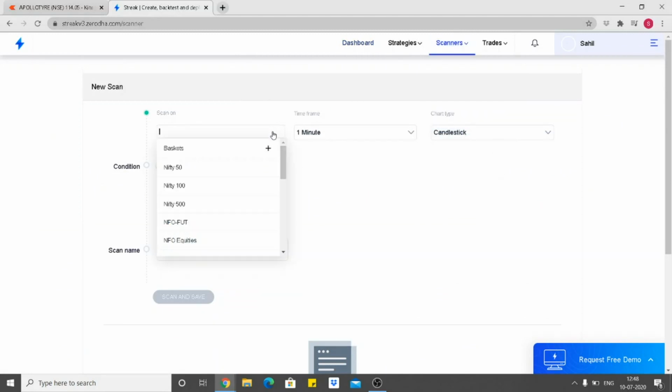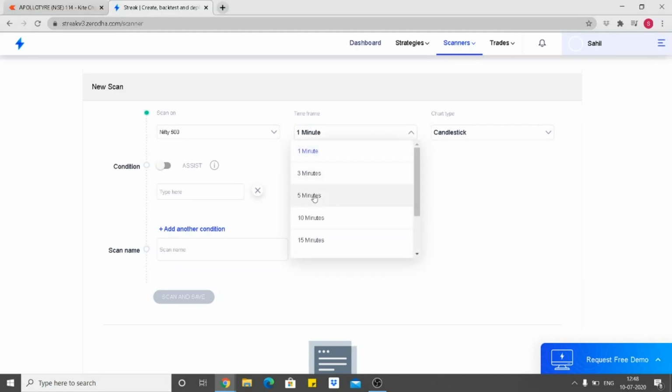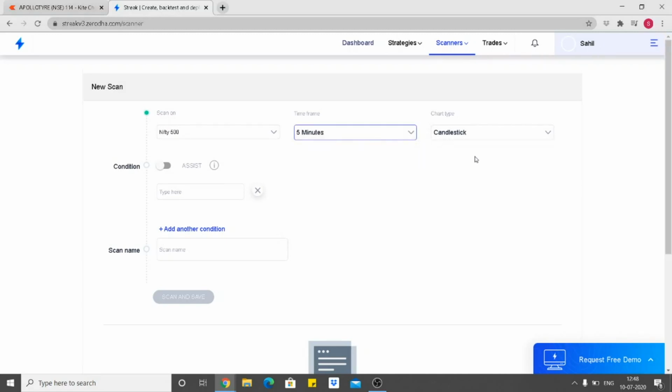Okay, I'm going to be scanning on the entirety of Nifty 500. The time frame I will select as 5 minutes. Chart type, let it be candlestick since it is the most commonly used chart type, right?